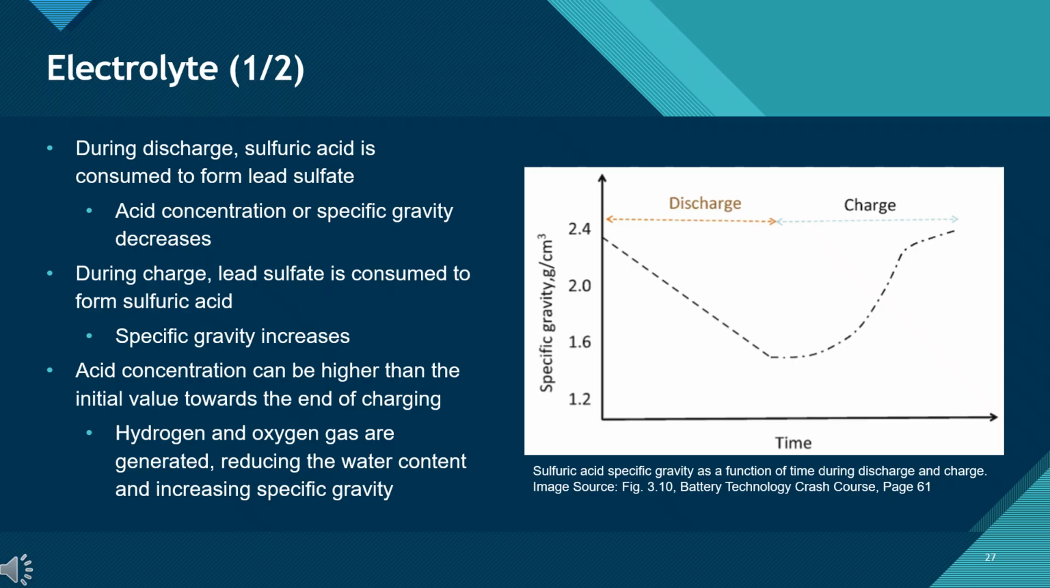Toward the end of charging, the acid concentration can even rise above the starting value, because hydrogen and oxygen gases are released, lowering water content and making the solution more concentrated. The graph here clearly illustrates this process. During discharge, a steady drop in specific gravity is visible, and during charging, the curve rises again as the electrolyte regains its strength.